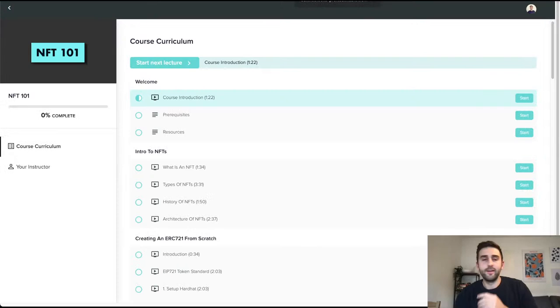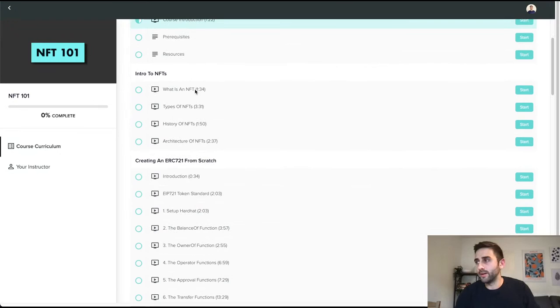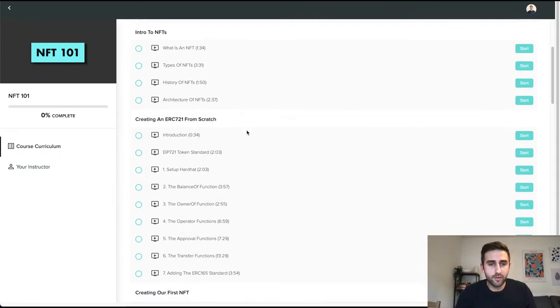So here you can see some of the things that we're actually going to learn in this course. First, we're going to go over an intro to NFTs. You're going to learn what an NFT is, the types of NFTs, the history, the architecture of NFTs. If you're not sure exactly how everything in the NFT space connects, this is where you're going to learn it. You're going to learn everything in this introductory section.